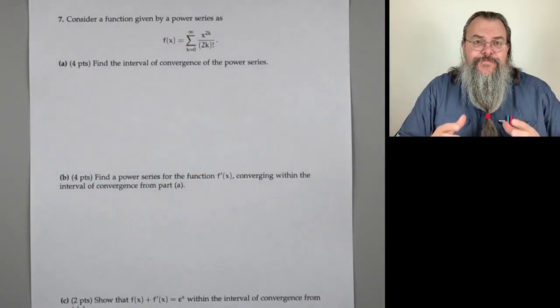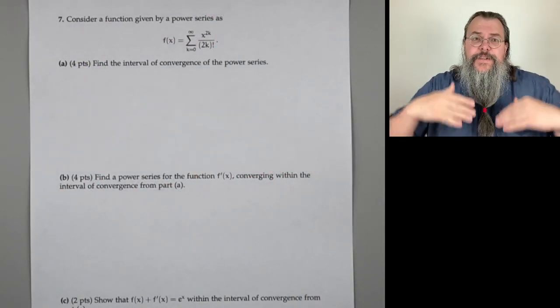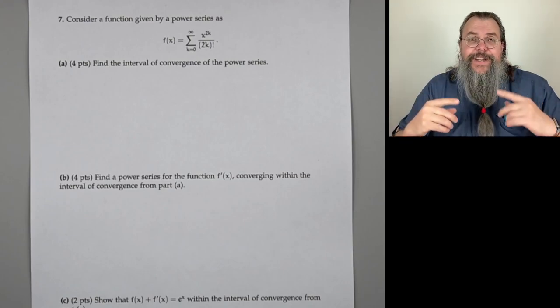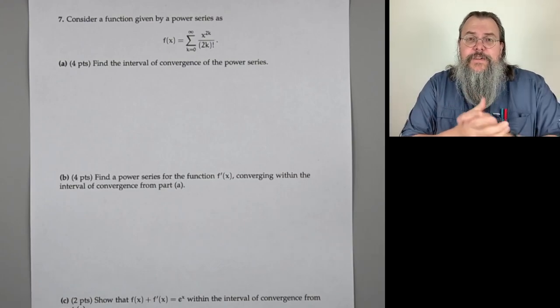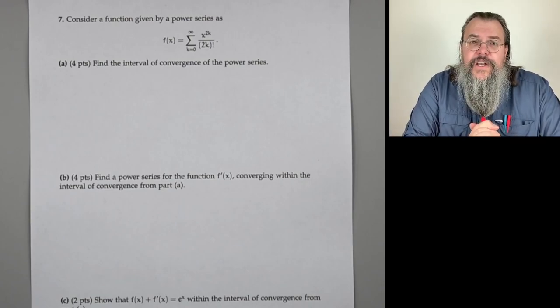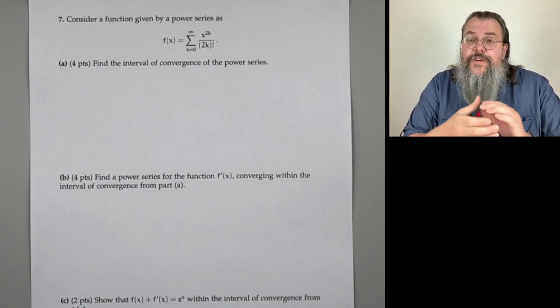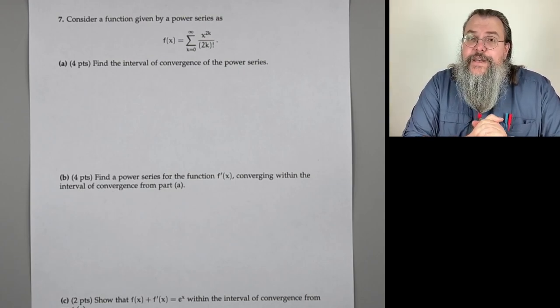Number 7. And this one has a lot of parts, so it's helping us sort of build up to something. So let's figure this out. We'll start at the beginning. Consider a function given by a power series as the sum from 0 to infinity of x to the 2k over 2k factorial.